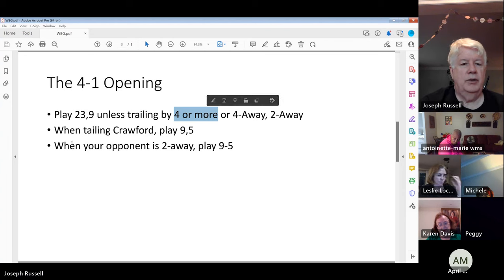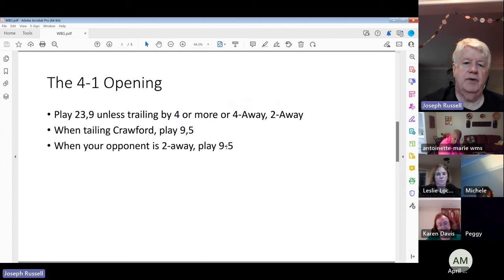Okay, but look what we have down here. You always play 9-5 when your opponent's 2 away anyway. So we could just take this one out, because it's only when your opponent was two away anyway. So play 23-9 unless you're 4 away and he's 2 away. When trailing, always play 9. When trailing at Crawford, always play 9-5, and when your opponent's 2 away. So it's actually even simpler. You play 23-9 unless you're 4 away, 2 away, unless you're trailing at Crawford, or unless your opponent is 2 away. Okay. And that's that one.